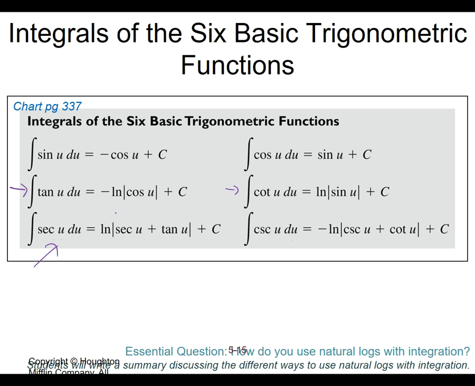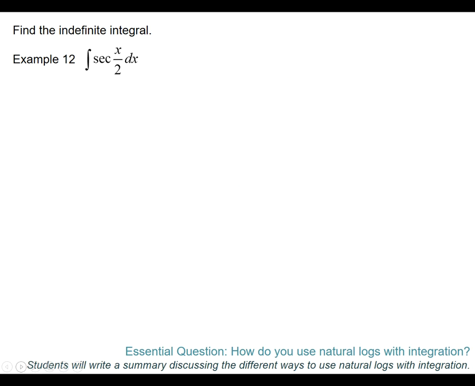So this one, like I said, looks goofy. It's secant plus tangent, and this one's cosecant plus cotangent. But just like with all trig, secants and tangents are together, and cosecants and cotangents are together. All right, let's take a look at example 12.